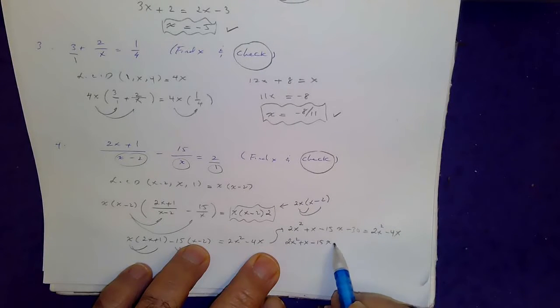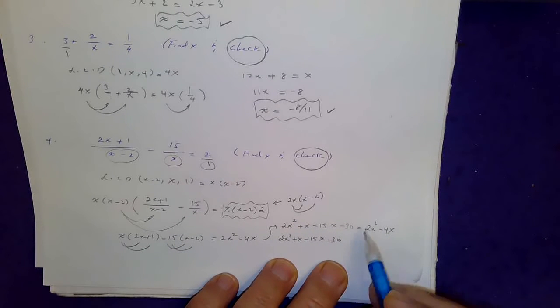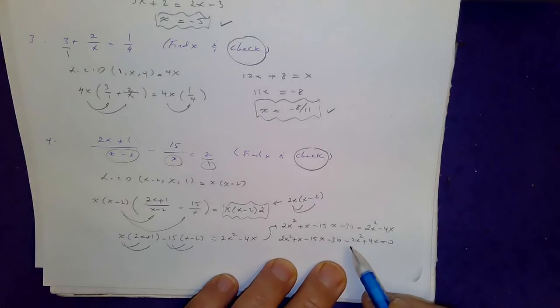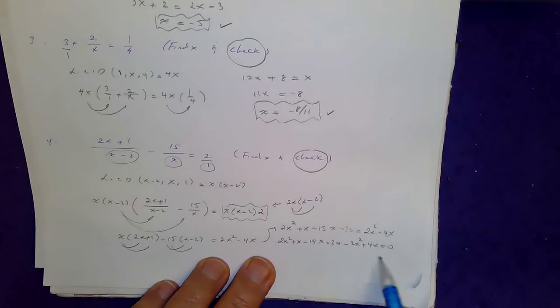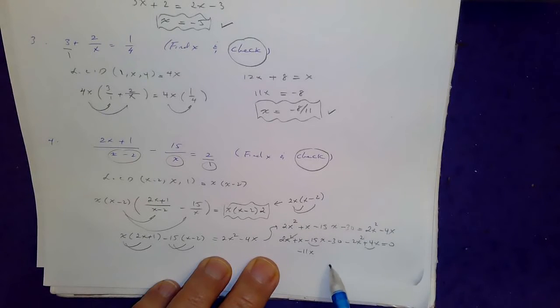In standard form, remember when you move things from one side to the other side of the equal sign, you need to what? Change their signs. So 2x squared becomes negative 2x squared, negative 4x becomes what? Positive 4x. Now combine the like terms. These guys add up to 0. These guys add up to negative 11x.